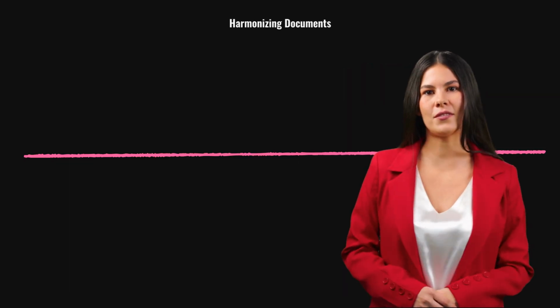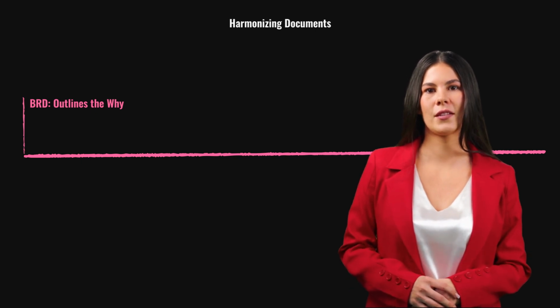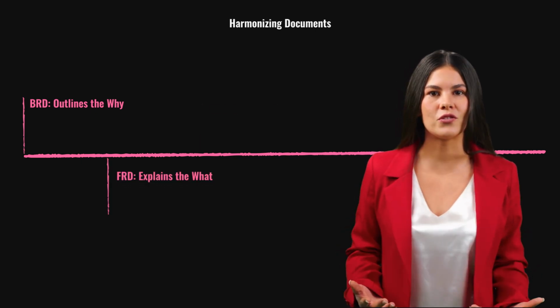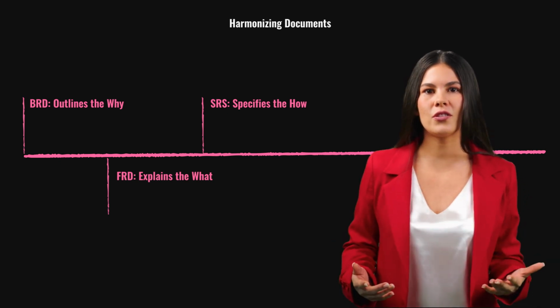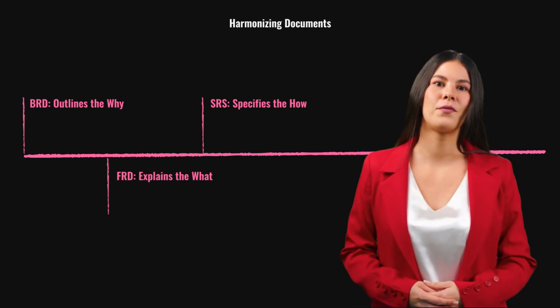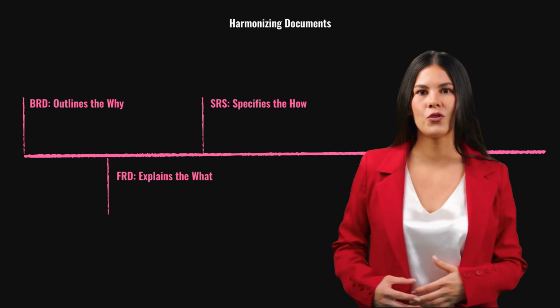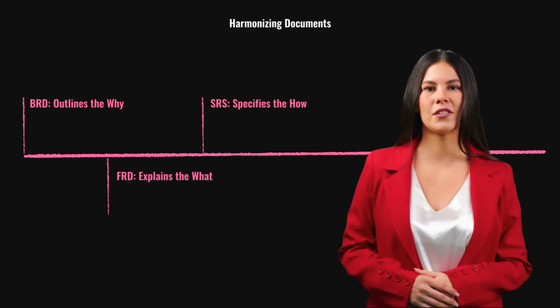Business Requirements Document outlines the why, Functional Requirements Document explains the what, and Software Requirements Specification specifies the how. Together, they ensure the solution aligns with business goals and functions effectively. This harmony in documentation is crucial for project success, ensuring all stakeholders are aligned and the final product meets the intended business objectives.